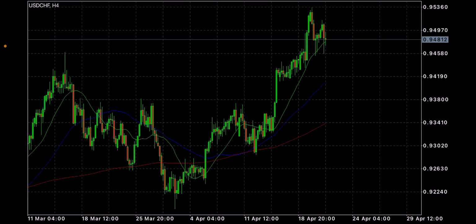Okay. Now, with that being said, let's go ahead and get started and dive into what's happening on this chart and currency pair. First, we'll start off with the currency pair before we get into the chart. So we're going to start off with the CHF.